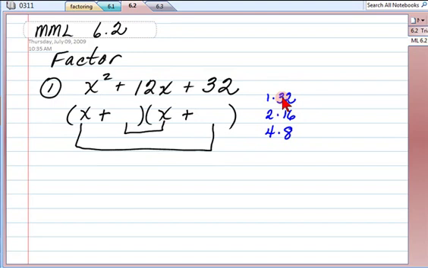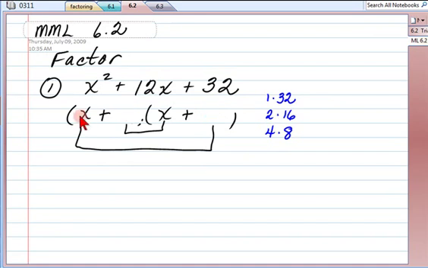Now, if I put in, and I'm going to erase, so maybe you don't want to write this down. Maybe you don't want to write down what I'm about to do. If I put in 1 and 32, what would my outer product be? 32x. What would my inner product be? 1x. Does 32x plus 1x add up to be 12? No. So that was not the right choice.